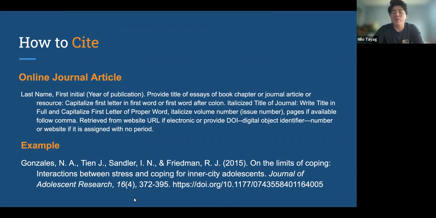And at the very end, we include a DOI number, right? You should be able to find the DOI number on the database you're using, with the article. But just remember that it is crucial to include this. This helps us find the article and retrieve the website URL.